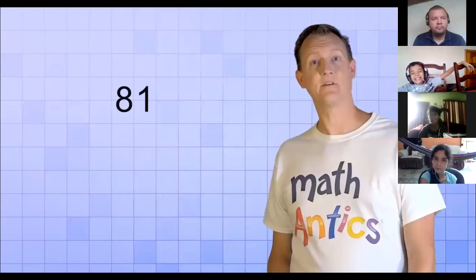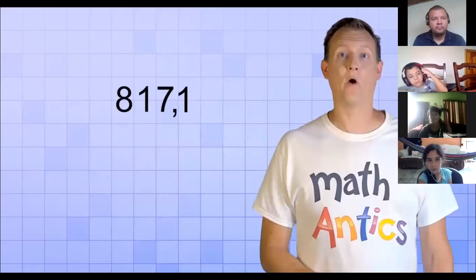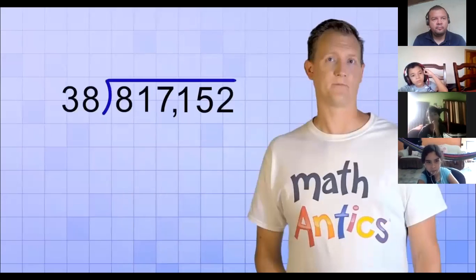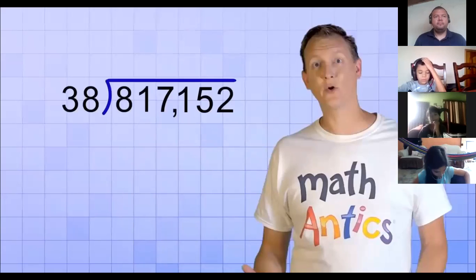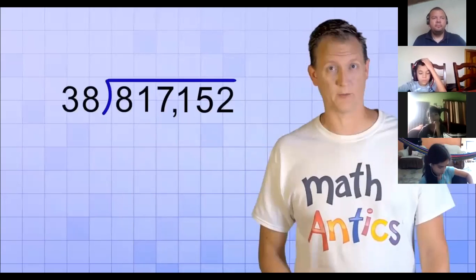Let's try one more, much longer, 2-digit divisor problem. 817,152 divided by 38. I'm going to work through this kind of fast, so you may want to rewatch it a couple times if you have trouble following it.